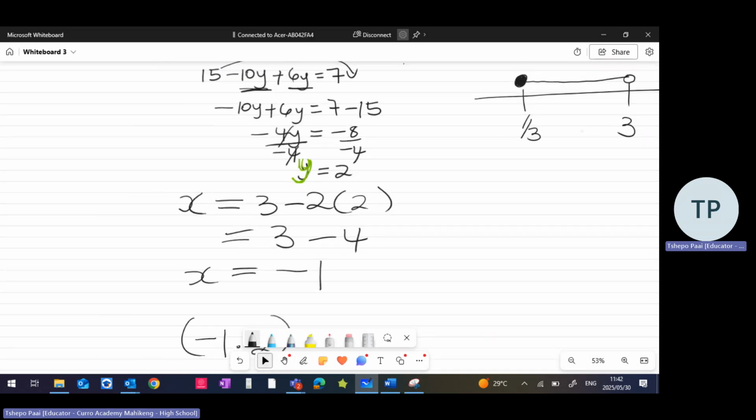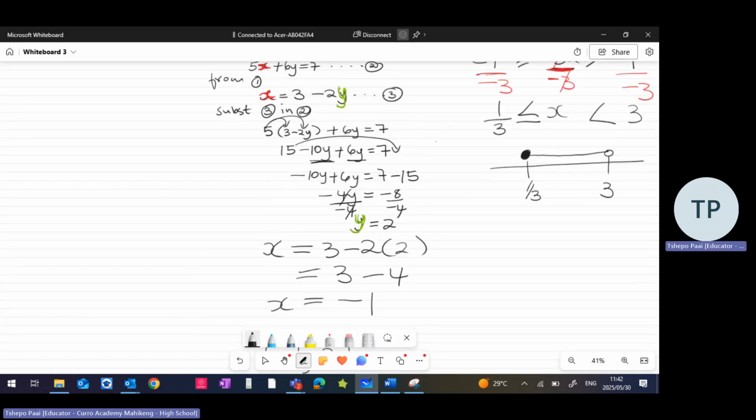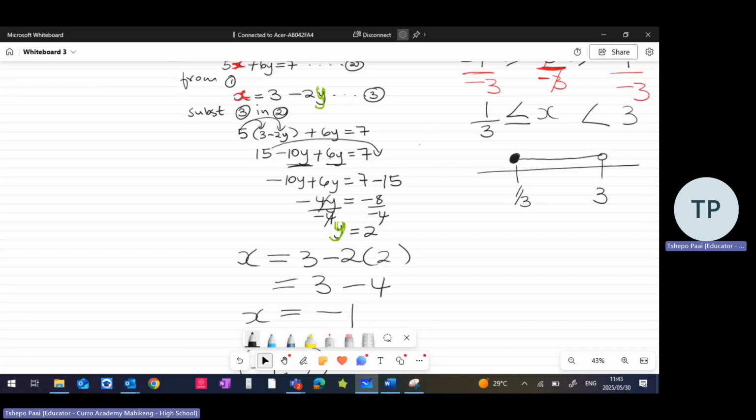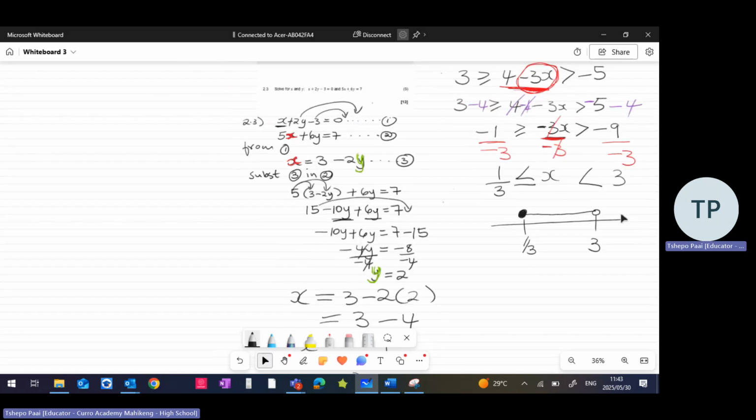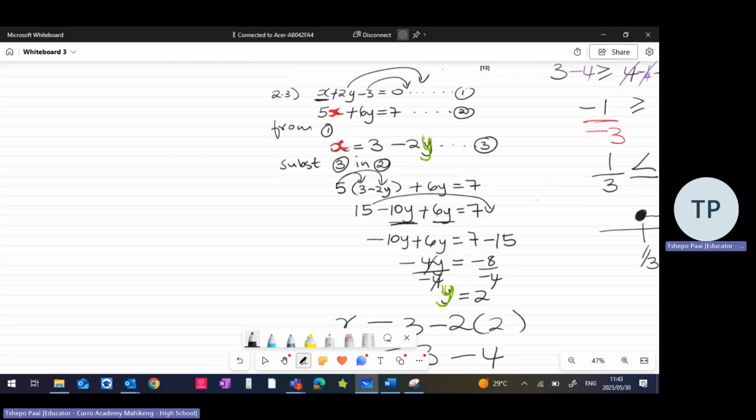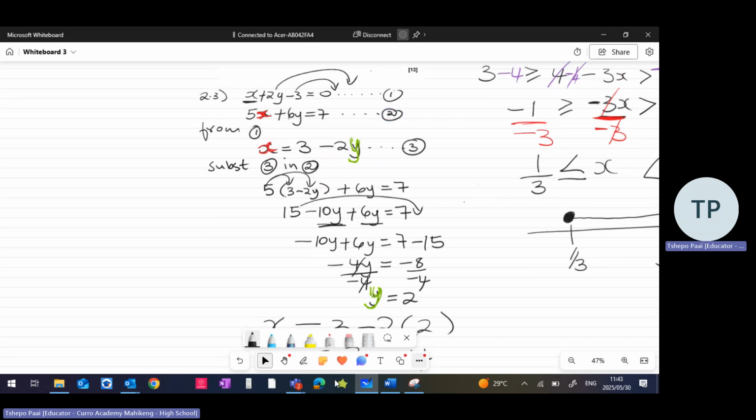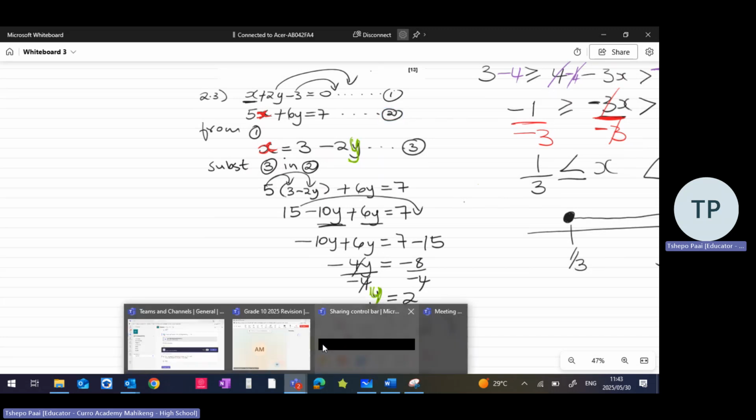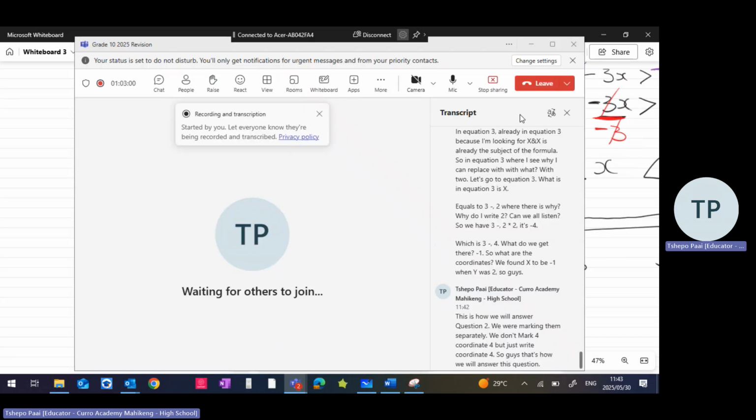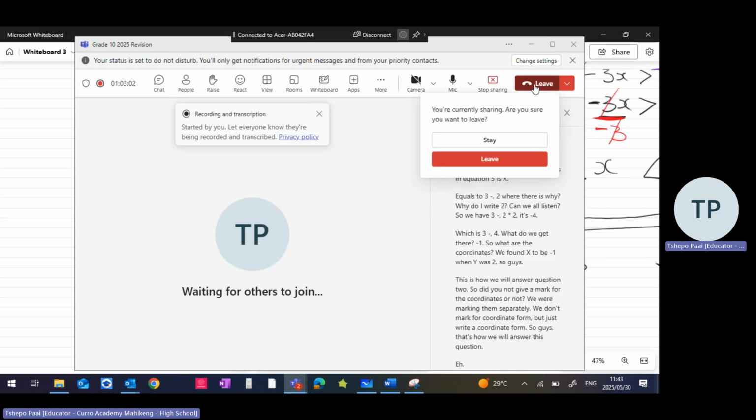Did you not give a mark for the coordinates or not? We were marking them separately. We don't mark for coordinate form, but just write a coordinate form. So guys, that's how we will answer this question. Then we will look at the next question after this.